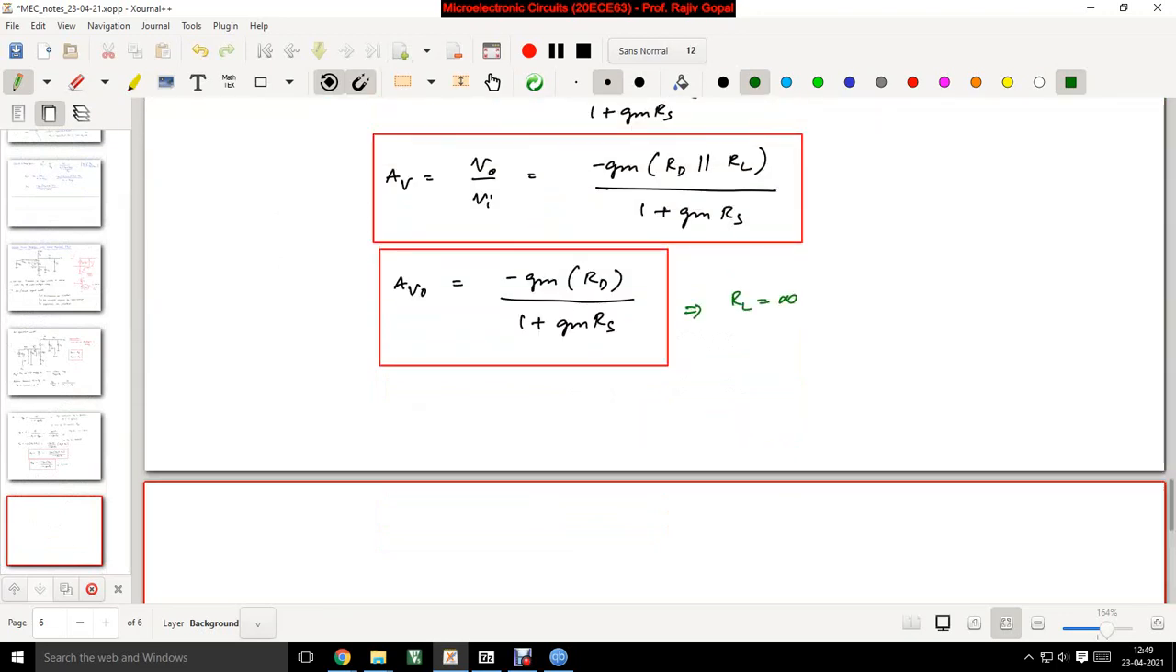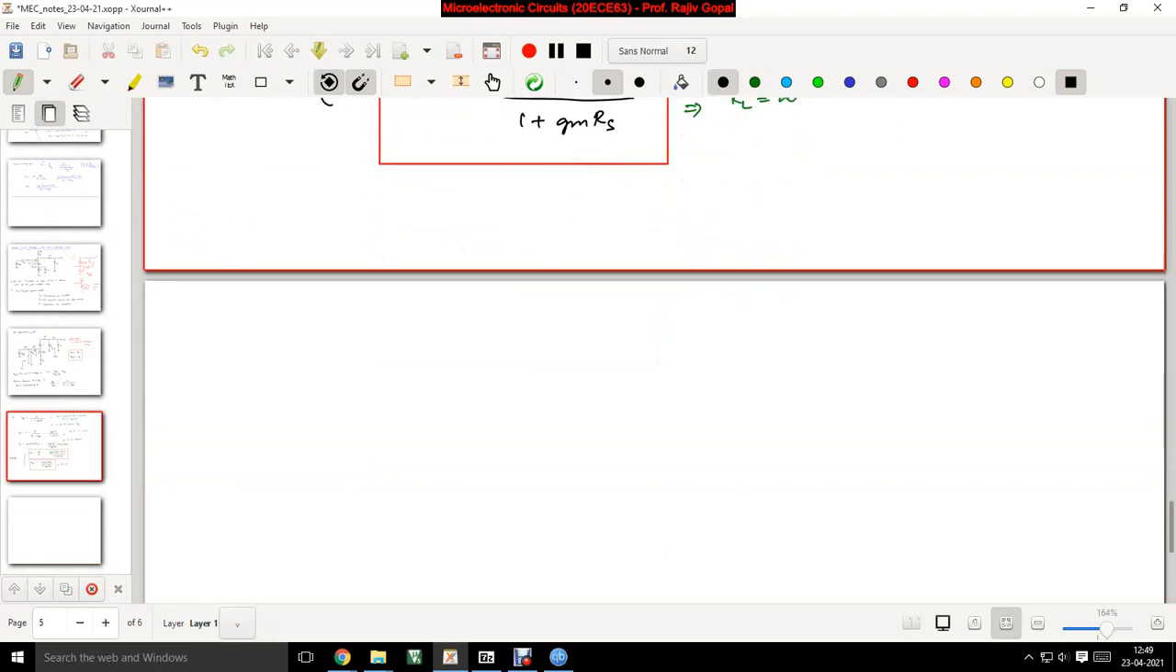Now this is AV, right? This is amplifier gain, only amplifier gain, V naught by Vi. Now I have to find the overall gain, which is GV and GV naught.